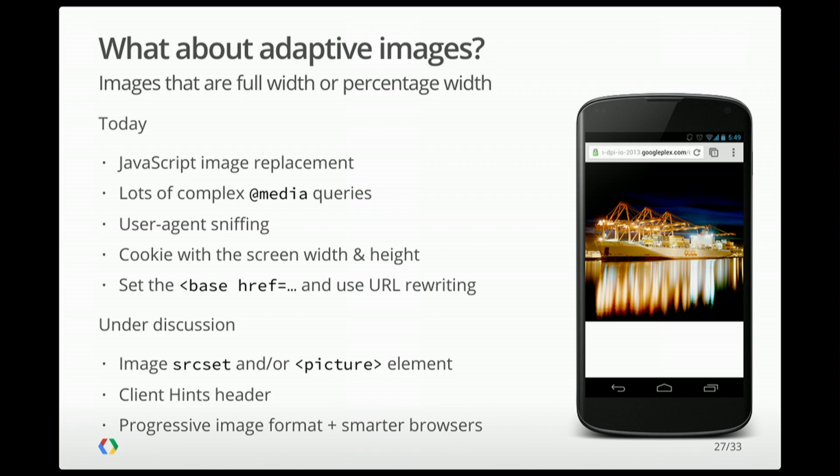And my personal favorite choice is using progressive image formats coupled with smarter browsers. The idea is that when browsers see a wide image, they would download enough bytes to make that high quality. But if they see a narrow image, or they run on a narrow device, they would stop downloading the progressive image partway through. And so they would get enough quality for the size it's actually being displayed at, because they're never going to show it bigger. So that's under discussion, and we'll see how that goes.